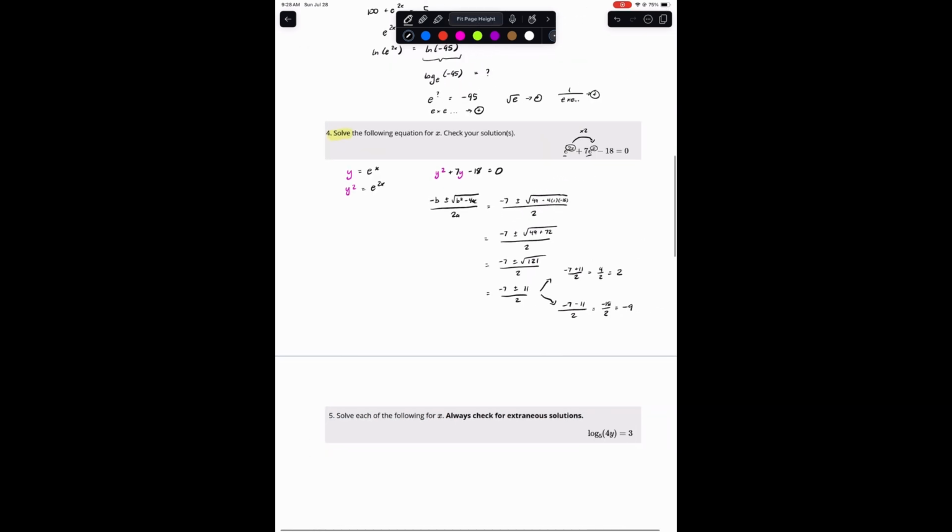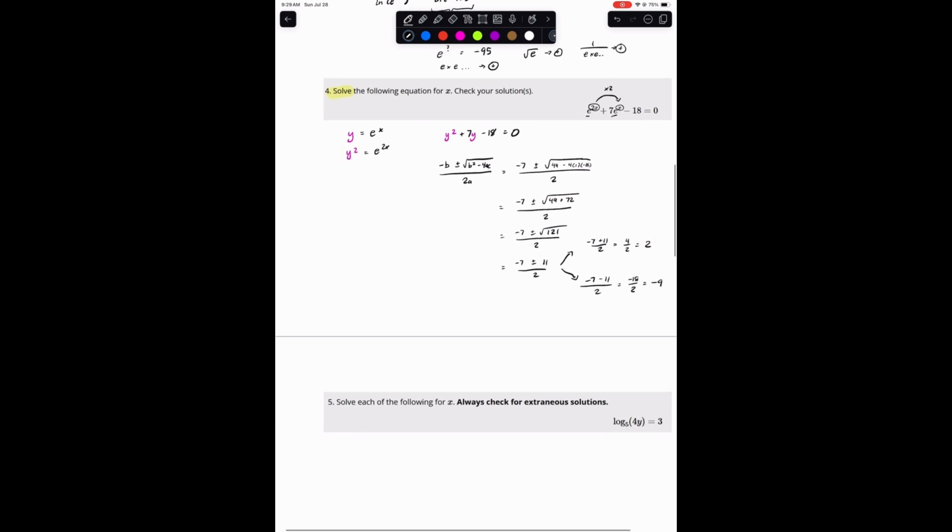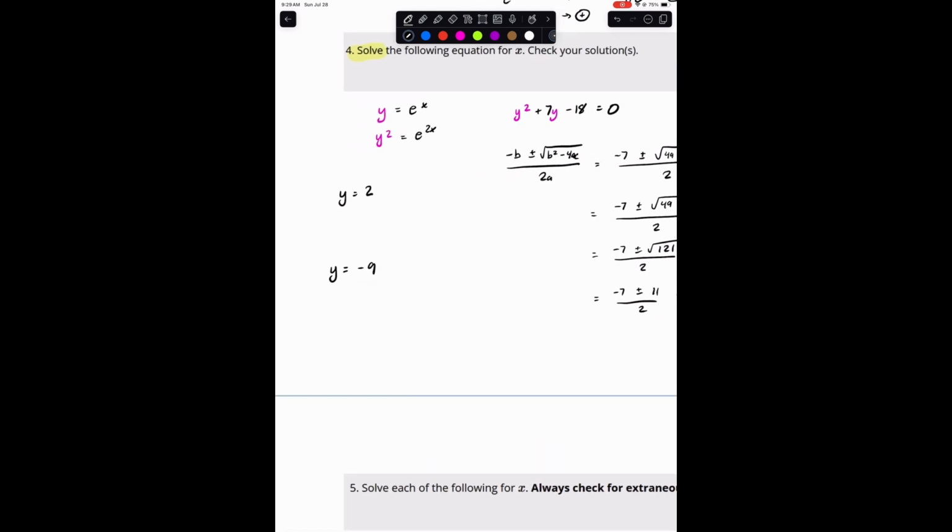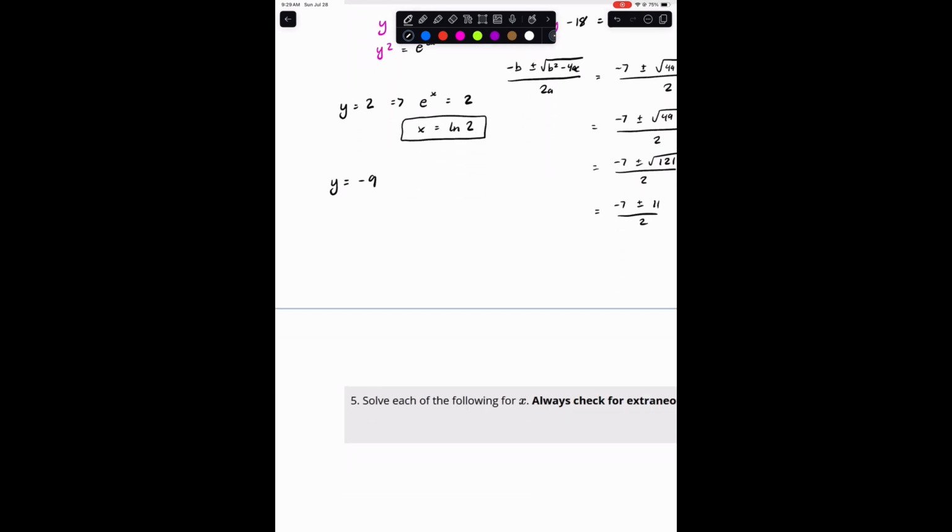So we know we have y equals 2 and y equals negative 9, right? So these are our solutions for y, but we have to put back in the e to the x. So this becomes e to the x equals 2, right? You take the natural log of both sides, and you get x equals natural log of 2. This makes sense, so this is one answer. For y equals negative 9, we get e to the x equals negative 9. Again, a positive base, but we have a negative answer. So this is no solution.